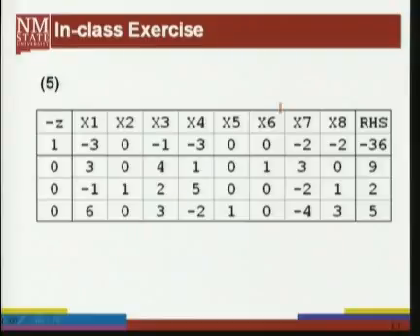Is this an optimal table? Yes, right? Because there is no positive relative profit. So this is an optimal table. And then is this infeasible? No. And because we know that this is an optimal table, again, you need to decide whether it's a unique optimum or a multiple optimum. Okay? Again, how do you know if it's a multiple optimum?